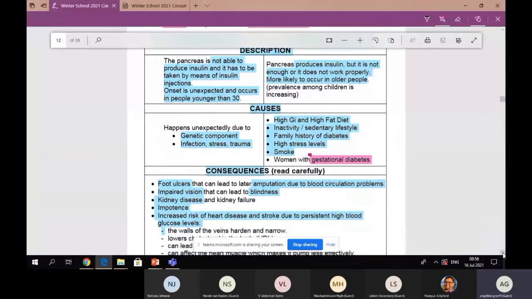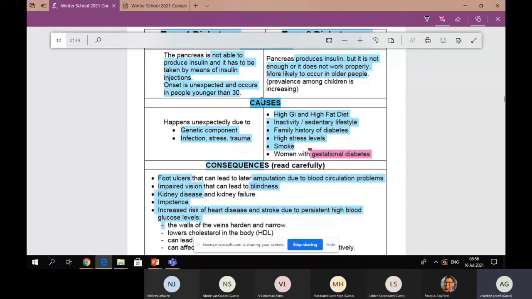Just have a look at the causes, that I haven't looked at now. Remember with type 1 diabetes, it can be a genetic component. And then some other things that can cause it: infection, stress, trauma. And then with type 2 diabetes, this is a diet that's high in GI and high in fat over time, obviously. When we've got an inactive or sedentary lifestyle, we don't exercise.